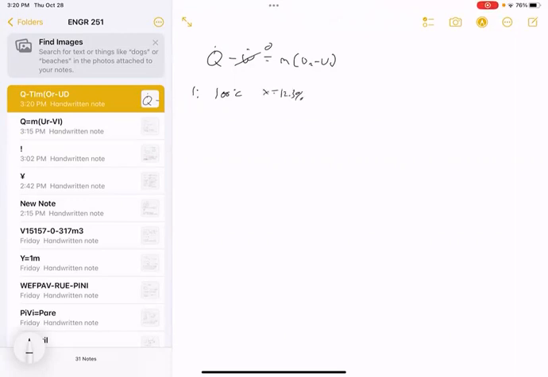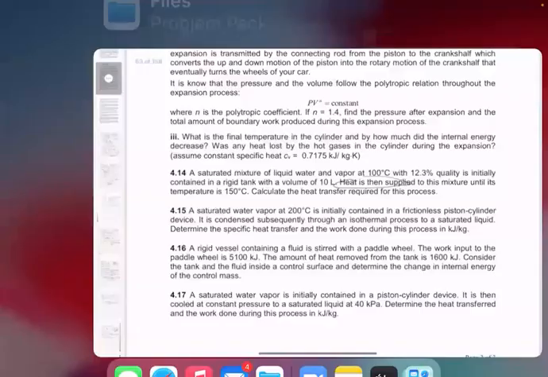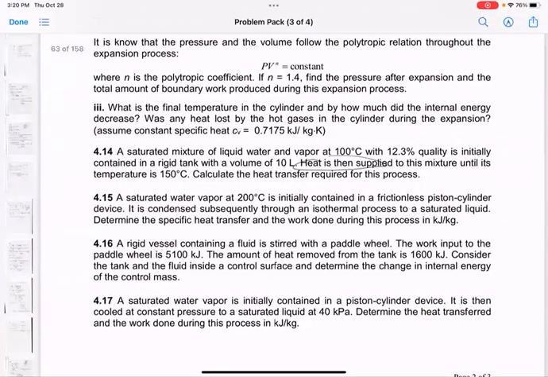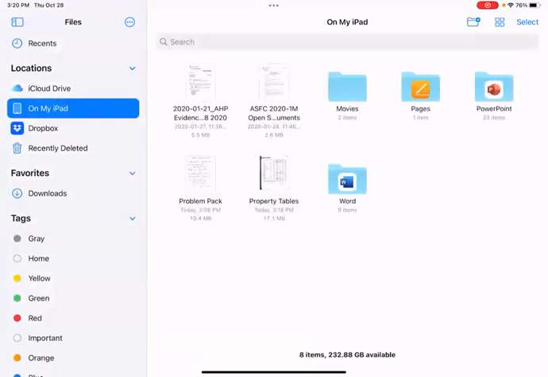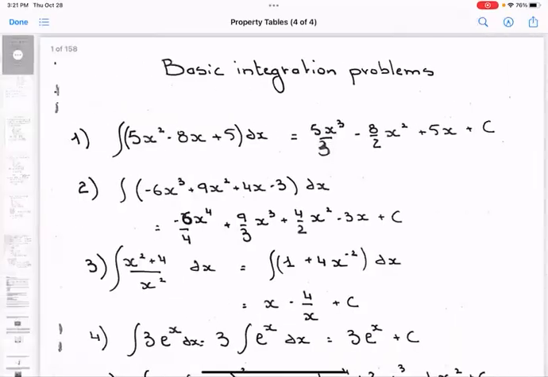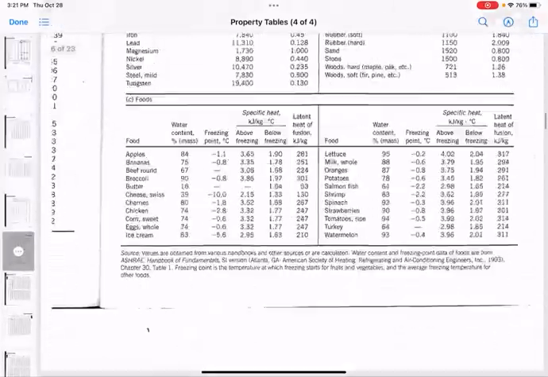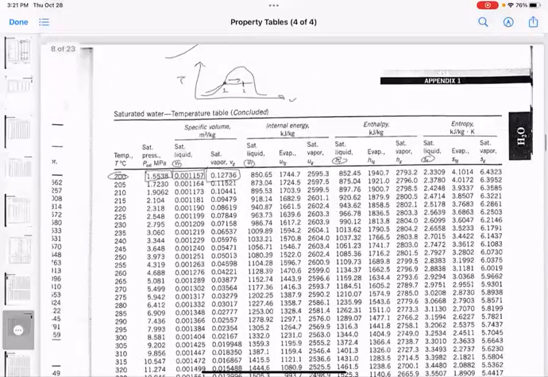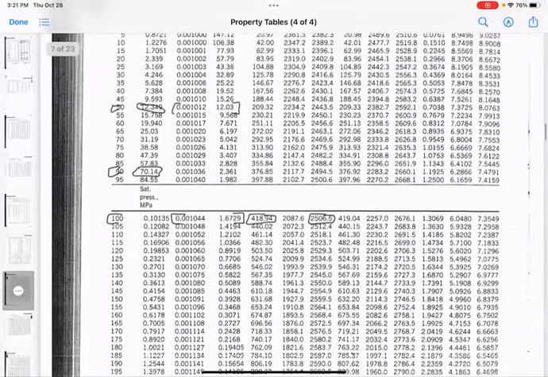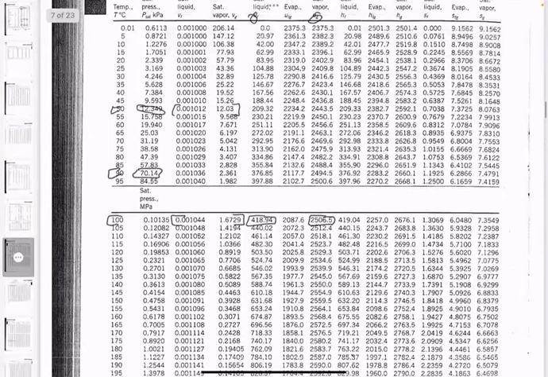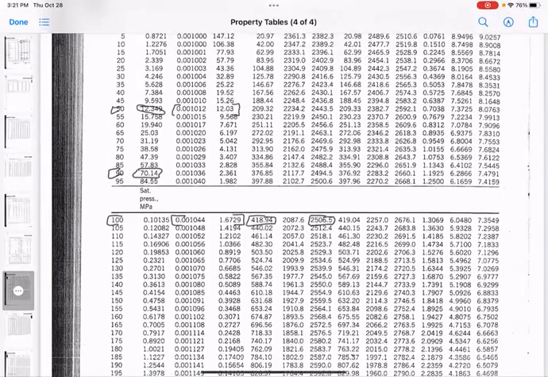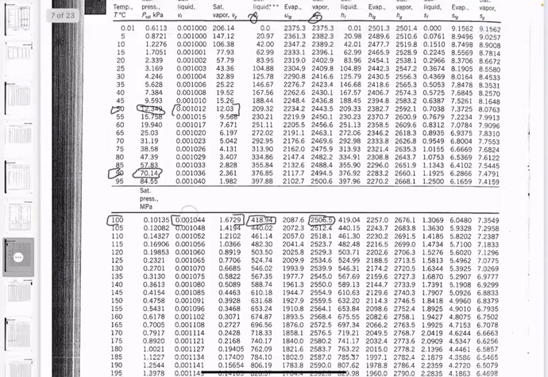12.3% quality. So we know we're a mixture at 100 degrees Celsius. Let's have a look at what the internal energy might be here, in the property tables. All right, so 100, good. I'm just going to erase some stuff so it's a bit clearer and I can re-box it for you guys, if it lets me.